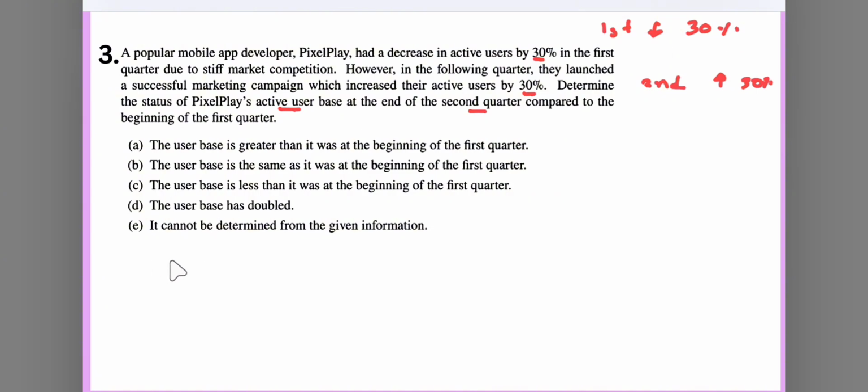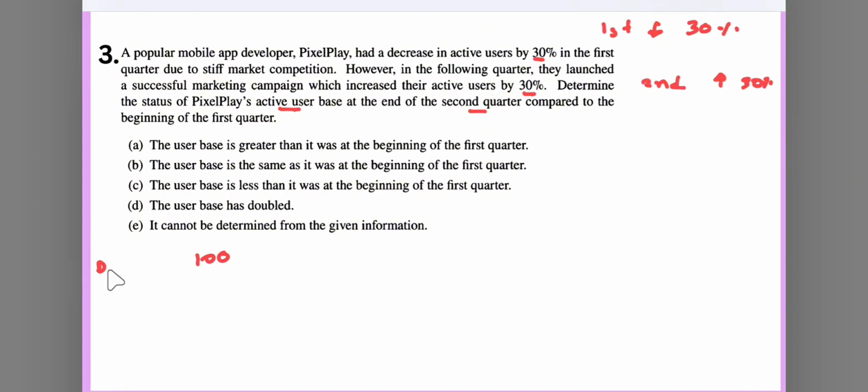So suppose that the number of users initially is 100. We can take the number as 1, 5 or anything. But if we take 100, then it makes our calculation easier since we are not permitted to use the calculator. So initially we have 100 users and the number of users decreases by 30%.